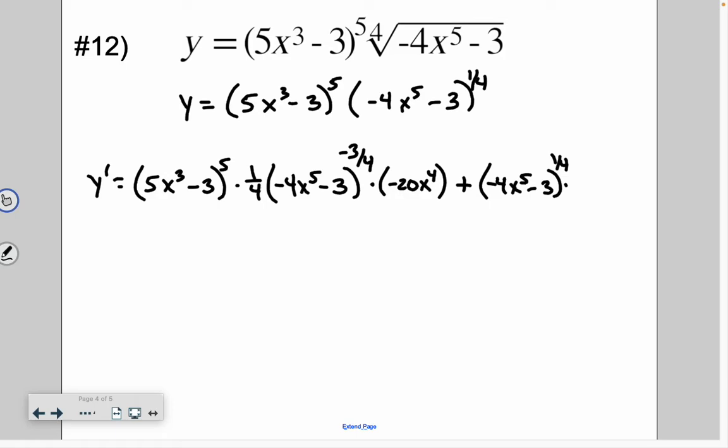We bring the 5 out front. We've got 5x cubed minus 3 to the 4th power, times the derivative of the inside function, which is what? 15x squared.